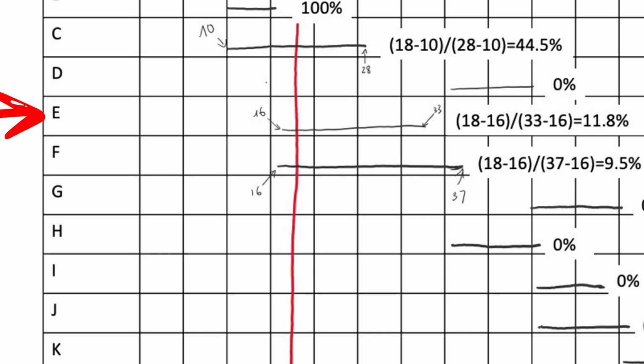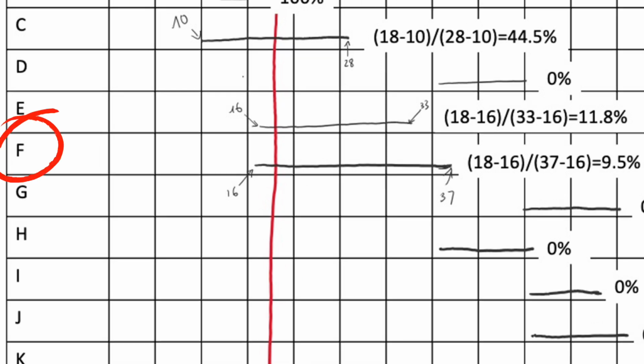To find the as-planned percentage, we subtract the start date, day 16, from the status date, day 18, and then divide by the total duration, which is 33 minus 16. This gives us 11.8%. For activity F, we do something similar.